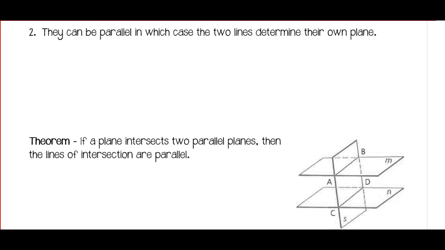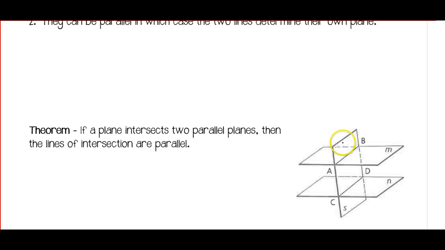I'm actually going to use this picture here. If I've got that AB is parallel to CD, we can see that AB is on plane M and CD is on plane N. And since these are parallel and we know that two parallel lines can determine their own plane, I know that there's also a plane S that is formed by, or determined by, AB and CD together. So really this is a picture of this as well.